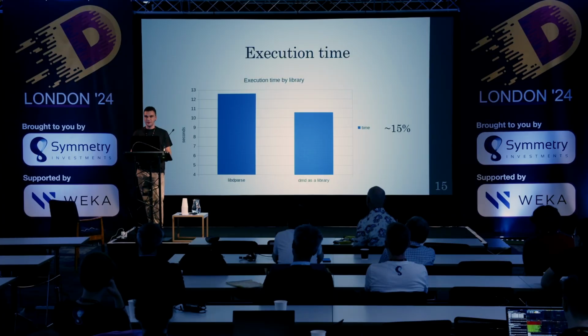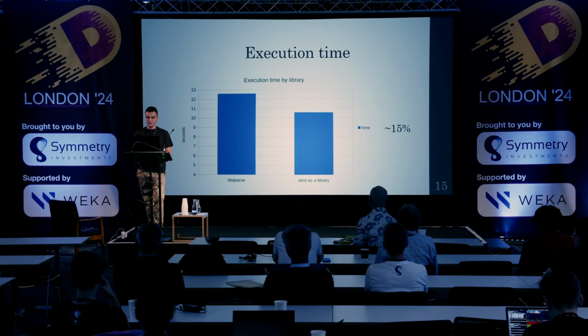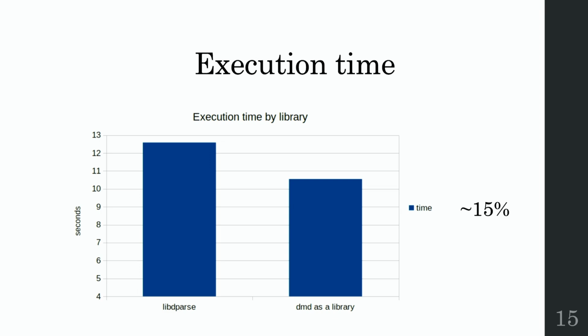I actually went ahead and benchmarked the changes that we made during our migration on my personal laptop by running this scanner on the Phobos source code. Actually, I've noticed an improvement in around 15%, so maybe 2 seconds by using the library as opposed to libdparse.